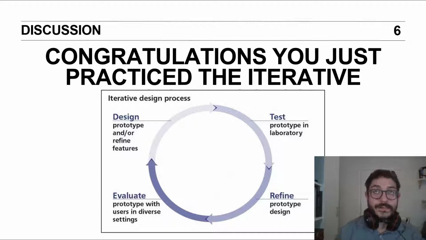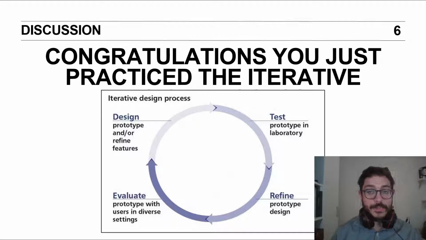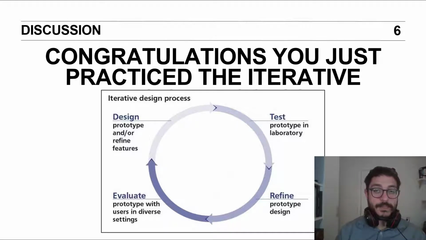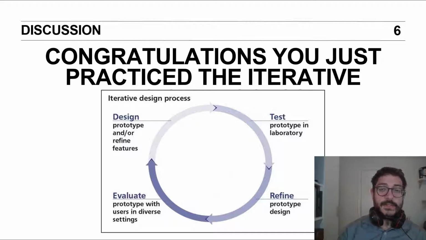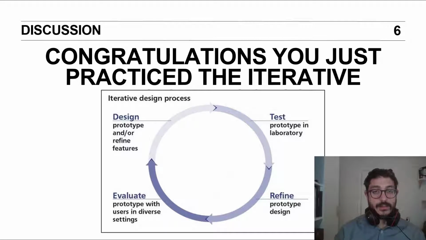We go and test that prototype. We then refine that prototype. We give it to the user and we say, what do you think about it? Or maybe we take videos of the user while he's using it. And then if we're happy with it, that's our product. Otherwise, we continue in the circle on and on until we're done.